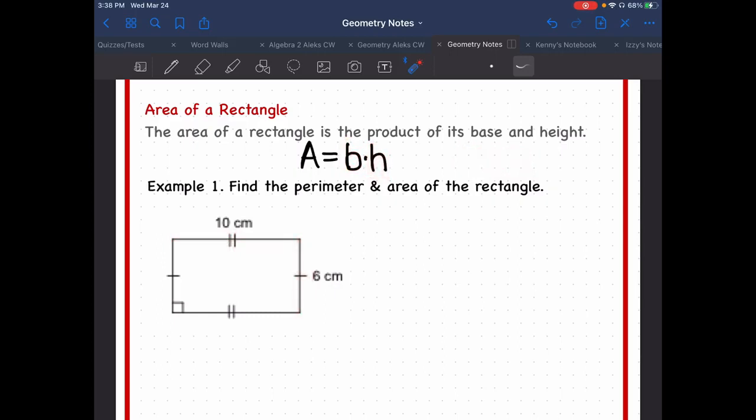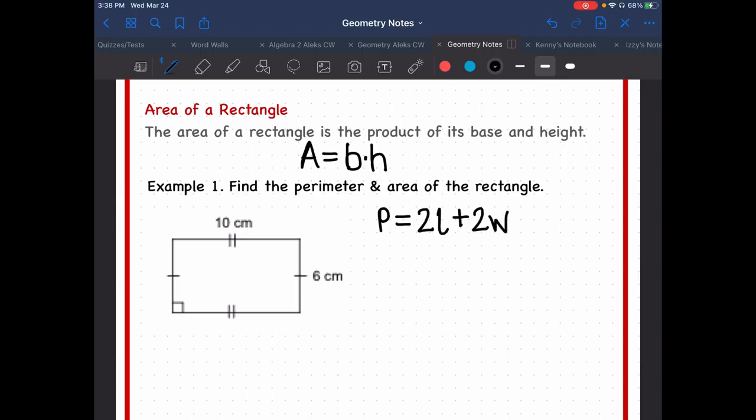Let's take a look at example 1, and they're asking us to find the perimeter and the area of the rectangle below. Now, rectangles are the only polygon that has a perimeter formula. It's 2 times the length plus 2 times the width.